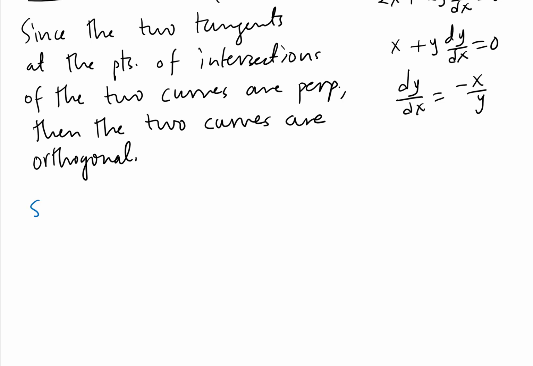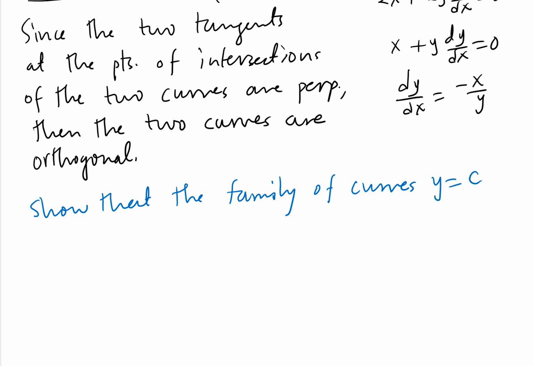Another example, show that the family of curves y equals c1x cubed. Why do we call it a family of curves? Because for every single value of c1 you get a curve. Every time you choose a value for c1 you get a curve.